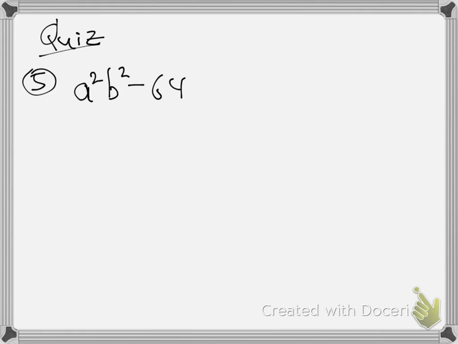So the quiz question went like this. It was number 5, and it said a squared b squared minus 64. So how do you factor a squared b squared minus 64? They said the word factor. What does factor mean? Unmultiply. Find out what it was before it was multiplied, right? All right, so what kind of a thing is that? It's a two-termer.